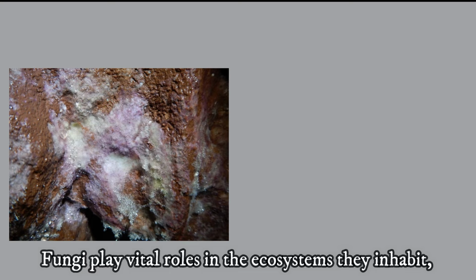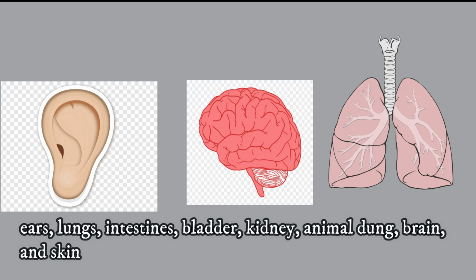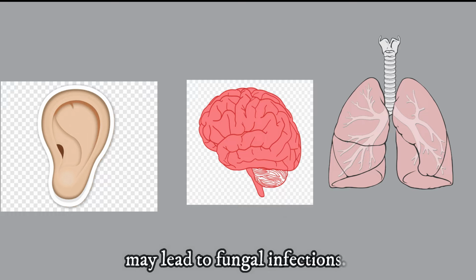Fungi play vital roles in the ecosystems they inhabit, whether as saprophytes, symbionts, parasites, or food sources. In animals, fungi are found in the ears, lungs, intestines, bladder, kidney, animal dung, brain, and skin, and may lead to fungal infection.